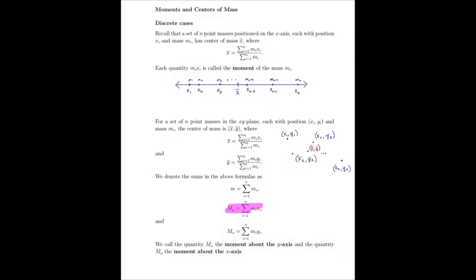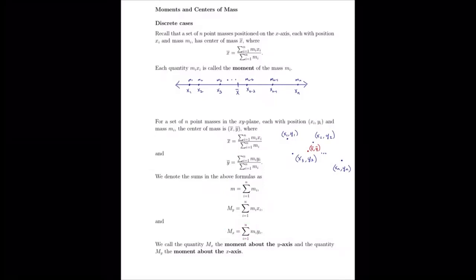M sub y will be the moment about the y-axis. So in other words, this is essentially finding the balancing point about the y-axis. That's x bar, right? And it's opposite for the moment about the x-axis. That's balancing along y values on either side of the x-axis. So that's why the moment about the x-axis involves y. Similarly, the moment about the y-axis involves x instead.